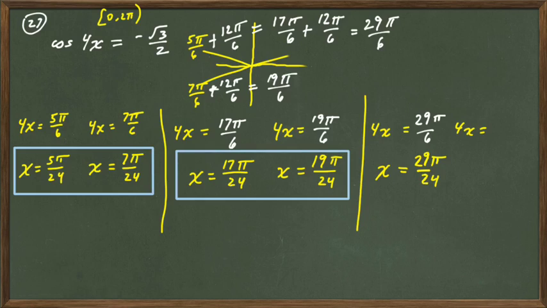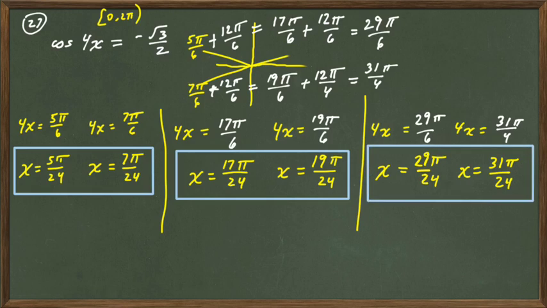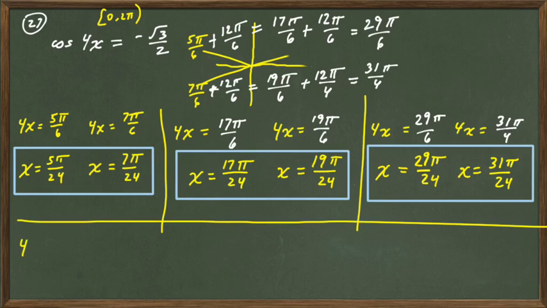I'm sorry. How about the other one? If I added 12/4 to 19/4, what would that give me? 31/4. Multiply by 1/4 makes 31/24. Noticing the denominators are 24ths, what's 2 pi? 48/24. Am I at 48/24 yet? No, so I'm going to keep going.